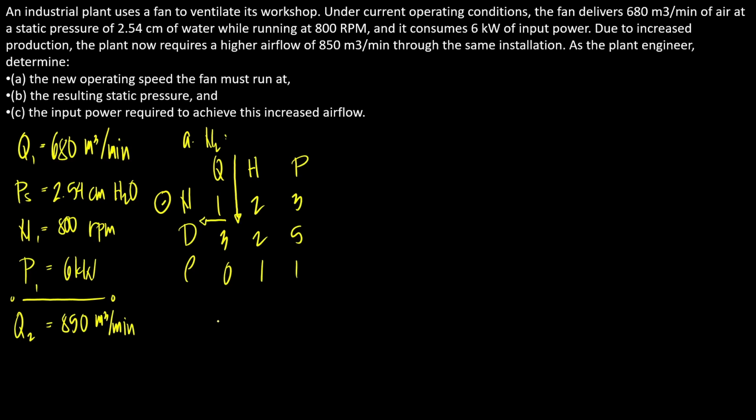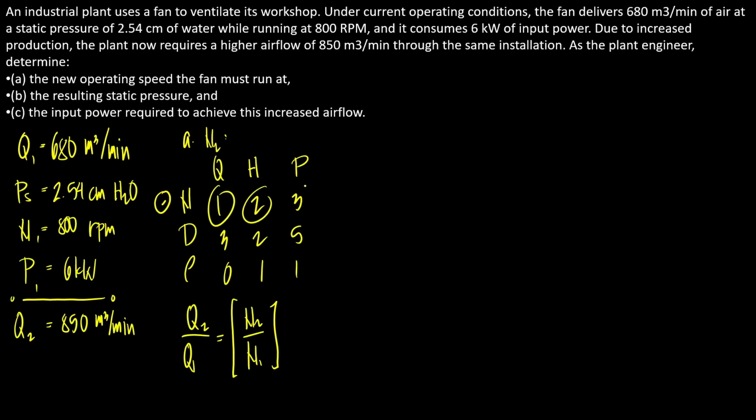So here we have Q2 over Q1 equals N2 over N1. The numbers here just mean the exponent. Okay, we have 1 here.